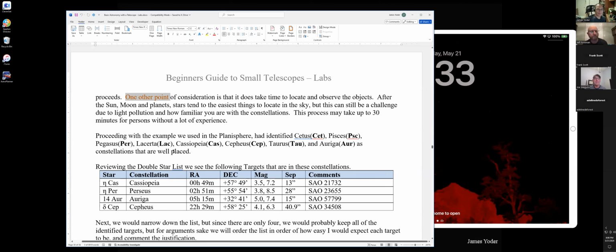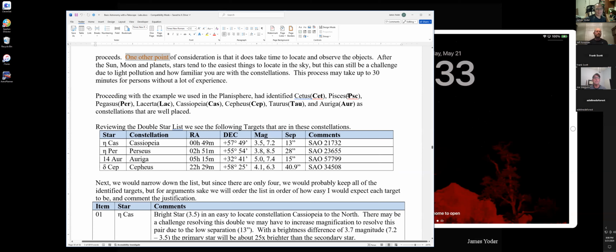So an example with the Planisphere, we had identified Cetus, Pisces, Taurus, Auriga. This is all in November. That would be well placed. And then from this list, I went up to that list of stars and found the constellations, or stars in the constellations that we're interested in. These are the ones I came up with. Then I copied down the right ascension, declination, magnitudes of each of them, and the separation. So as you can see, we got 13 arc seconds, 28, 15, 40.9. These are all pretty well separated. Should be pretty easy to see.